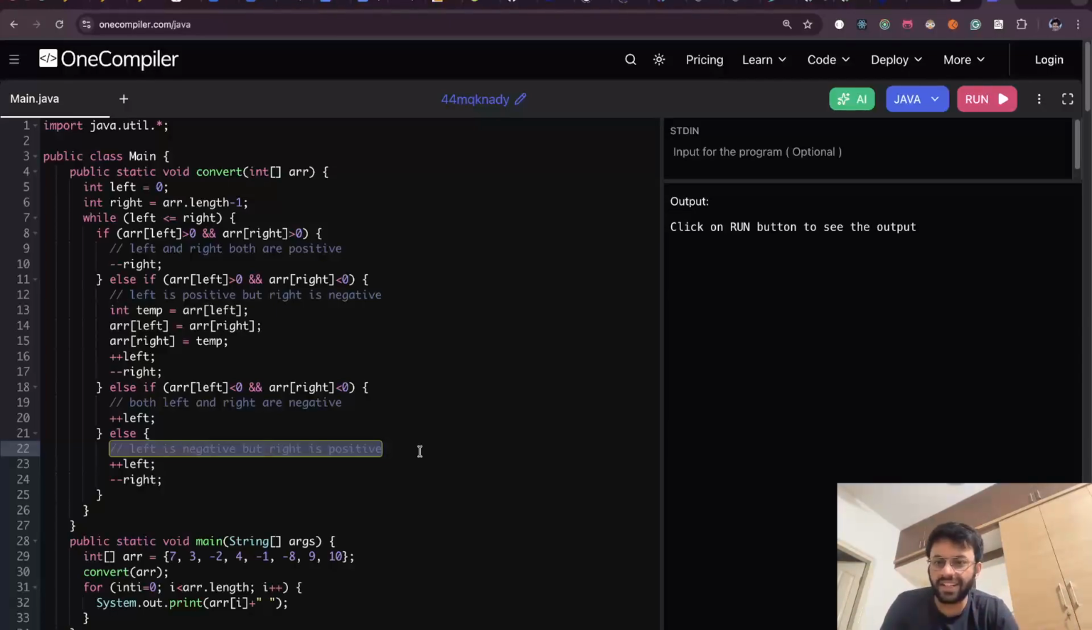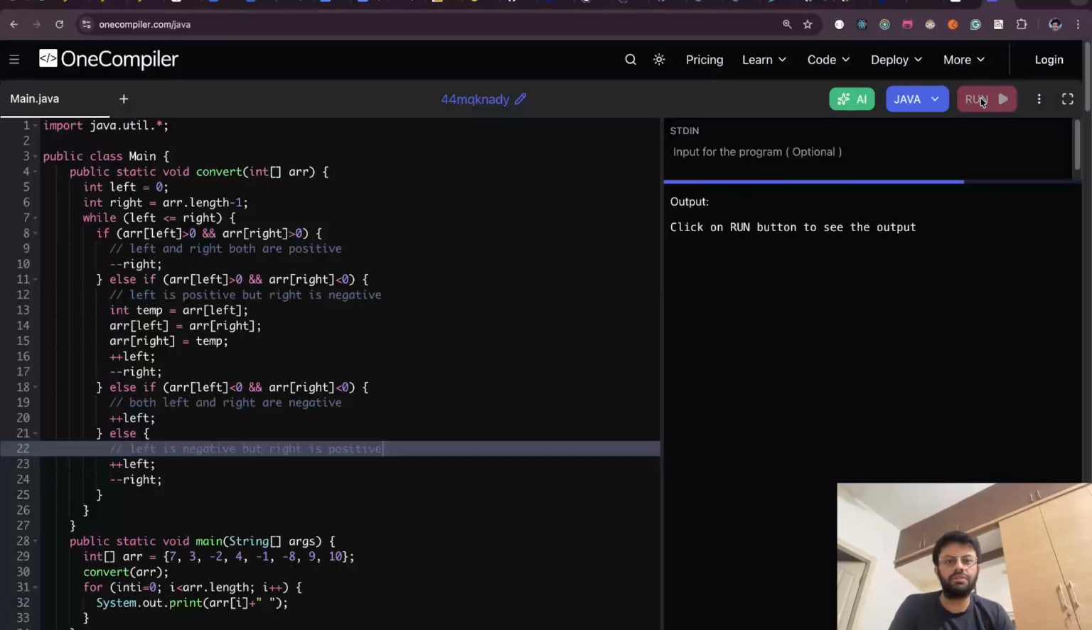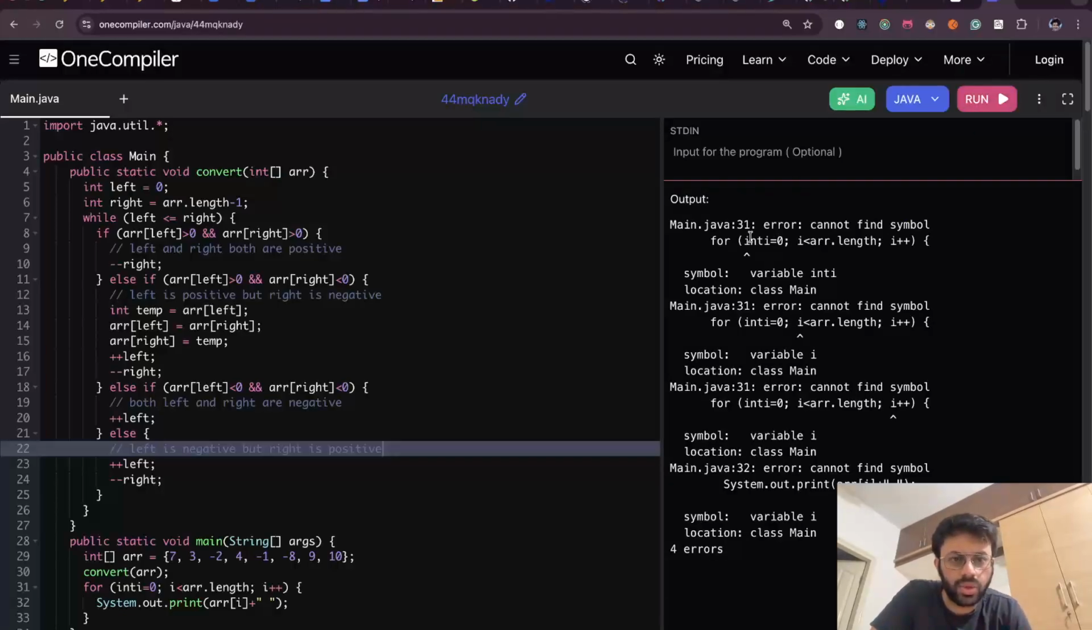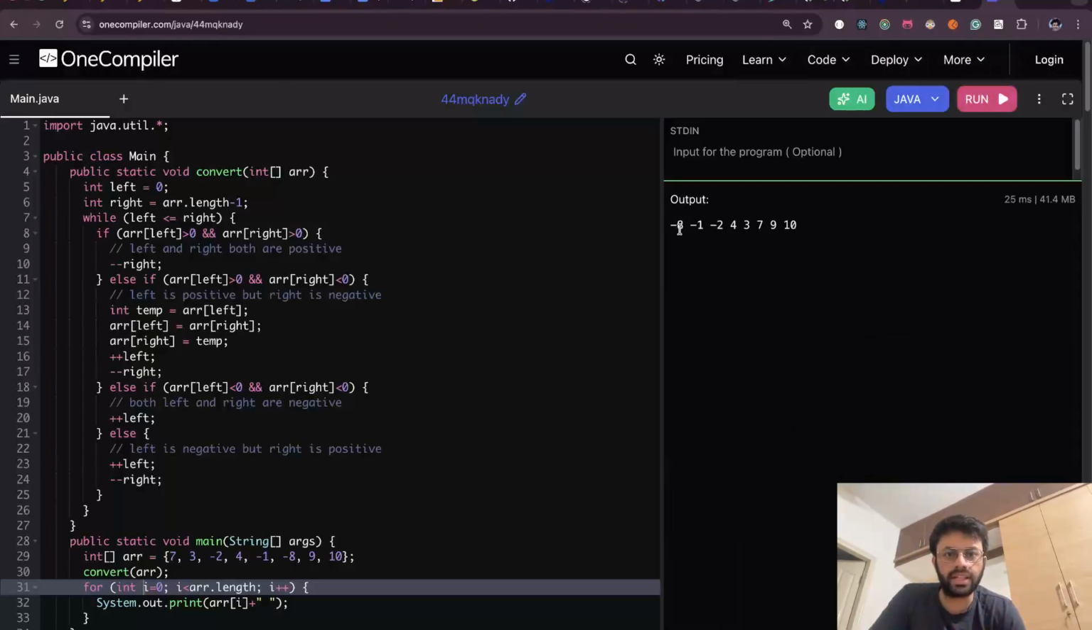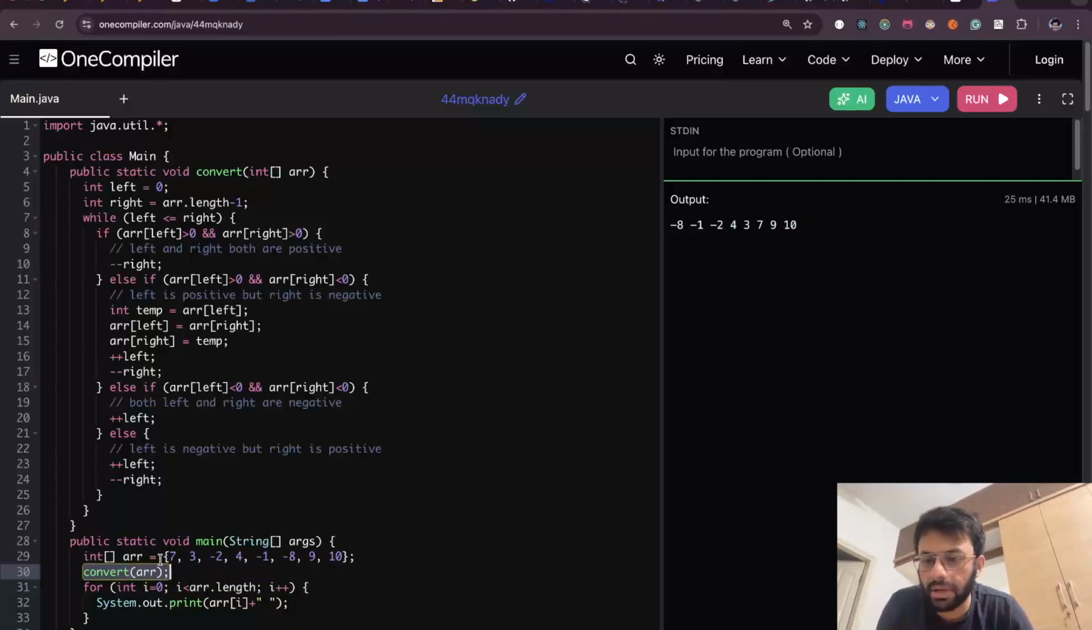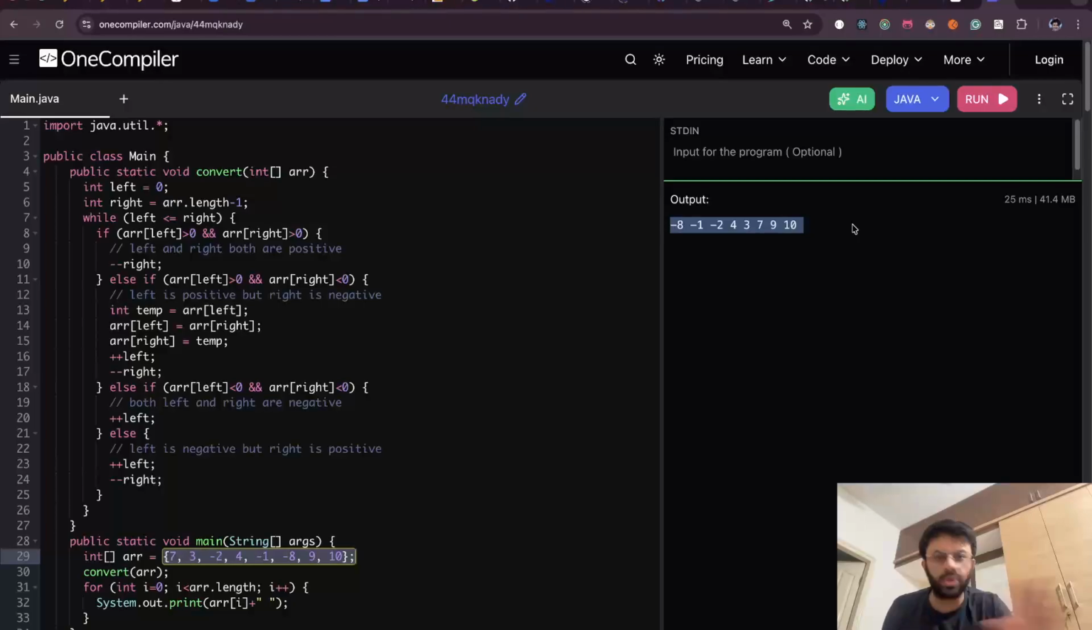Okay, that's it. So now if I run this code, if you see, now what is the issue? Line 31. Oh, there isn't a space. Yes, see, perfect. My code is working perfectly fine. -8, -1, -2, 4, 3, 7, 9, 10. So my convert function is successfully able to convert this array into this array, where I have successfully shifted all the negative elements to its left and all the positive elements to its right.